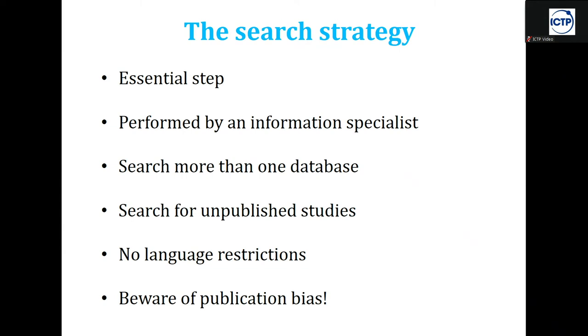So, the search strategy: we want to find articles, what can we do? You may need, for the very first time, someone who has already done it. We call it an information specialist. They are scientists as well. They come from different fields of research, even a PhD in scientific journalism. Here at ICTP, they have a special program. The suggestion is to search more than one database, and also to search for unpublished studies, if possible.